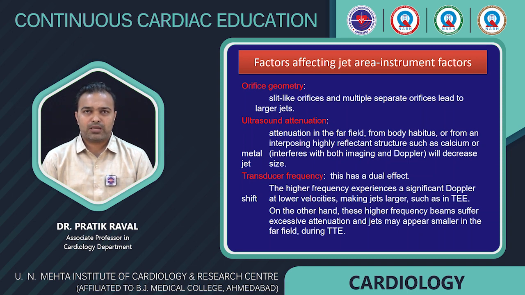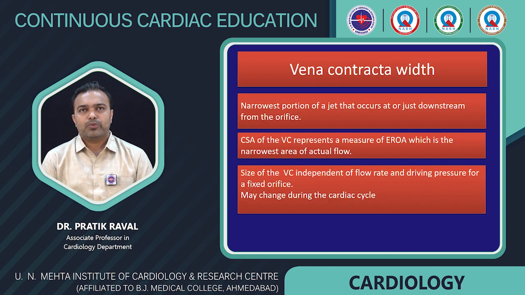Transducer frequency also has a dual effect on color flow jet area. The higher the frequency, the larger the jet appears, as we can see during transesophageal echocardiography. With higher frequency, there is a significant Doppler shift at lower velocity, so the RBCs which are moving at lower velocity also appear in the color flow jet. On the other hand, when we use a higher frequency probe from the thoracic view, then these higher frequencies get attenuated as the depth increases, and the jet may falsely appear small. So these things should be kept in mind.